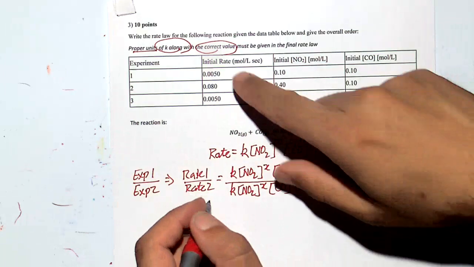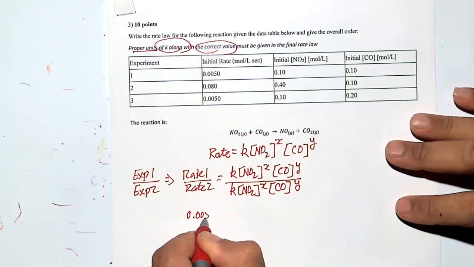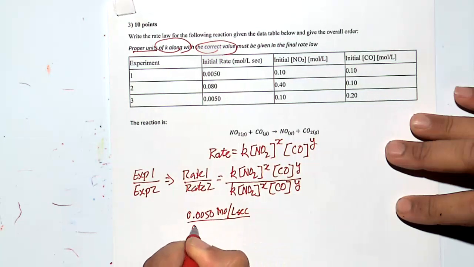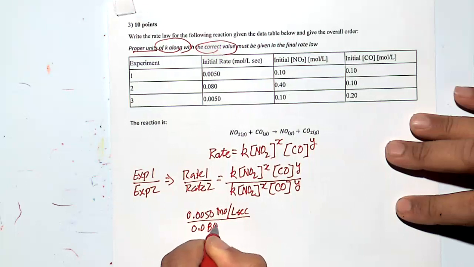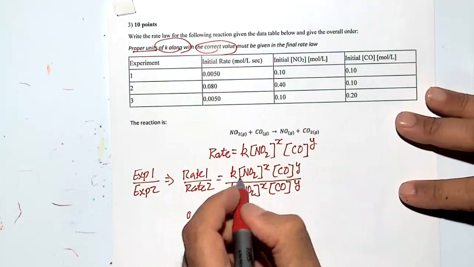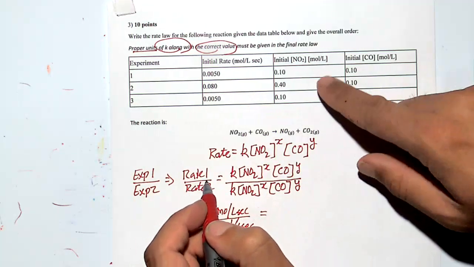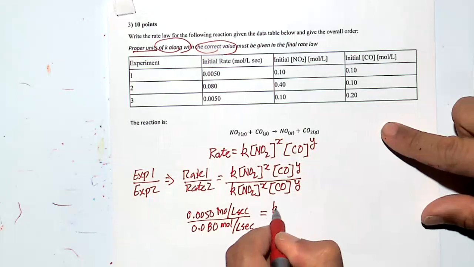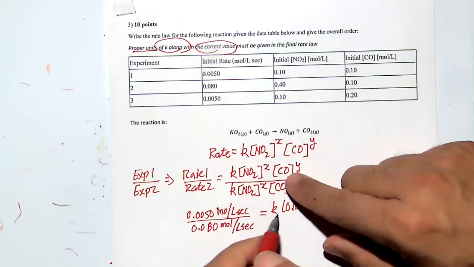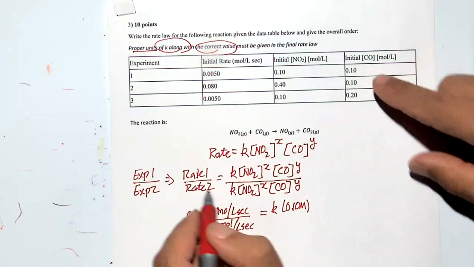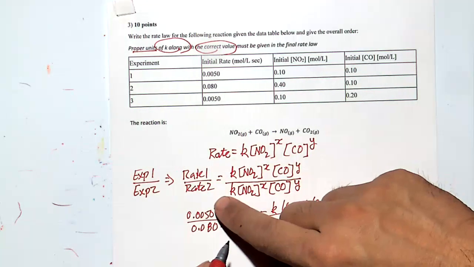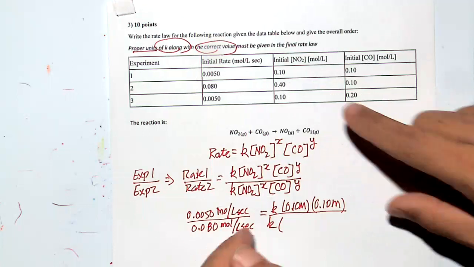Now you want to plug in your numbers here and also make sure you have the appropriate units. So it'll be 0.0050 mole over liter second divided by 0.080 mole over liter second. Moles over liters is big M. Equals, and then you're going to put in the experiment 1 concentration, which is 0.10 M, moles over liter. Then the experiment 2 NO2 concentration, 0.4.